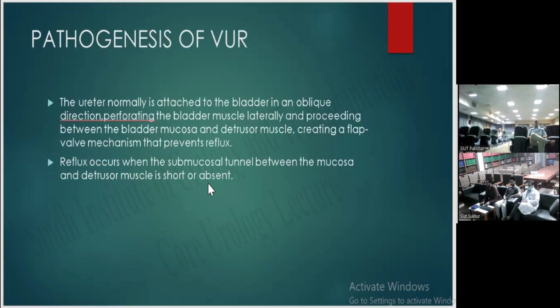Pathogenesis of VUR: the ureter normally is attached to the bladder in an oblique direction, perforating the bladder muscle laterally and proceeding between the bladder mucosa and the detrusor muscle, creating a flap valve mechanism that prevents reflux. Reflux occurs when the submucosal tunnel between the mucosa and detrusor muscle is short or absent.